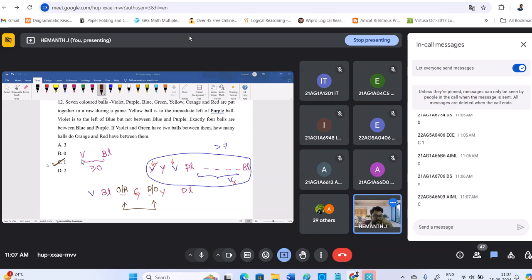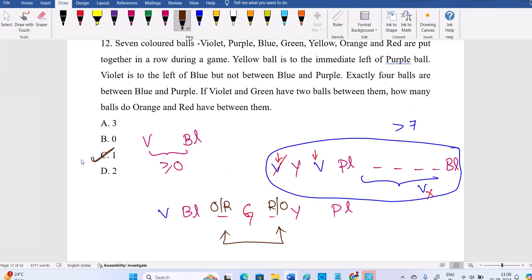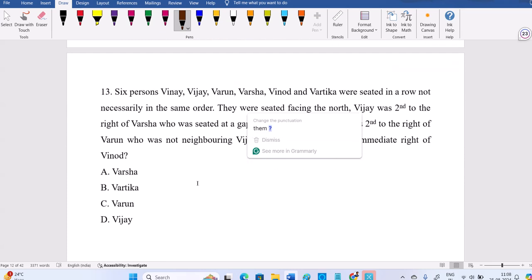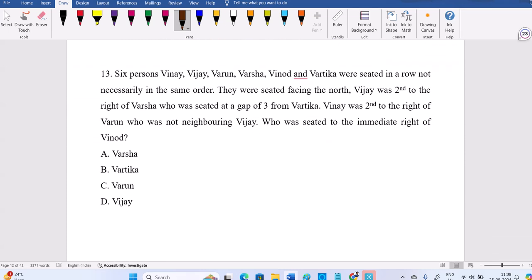Got it? Excellent. Few people responded with their answers. Good. Good question this is. Now see this next one here. Arrangements are very important. That's what you can find questions on here.